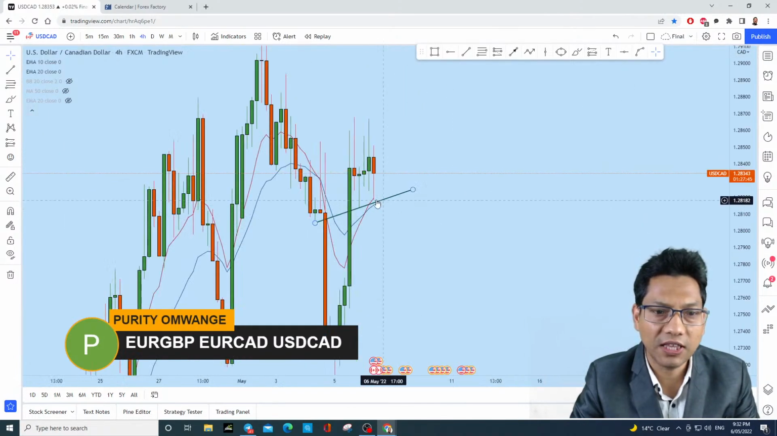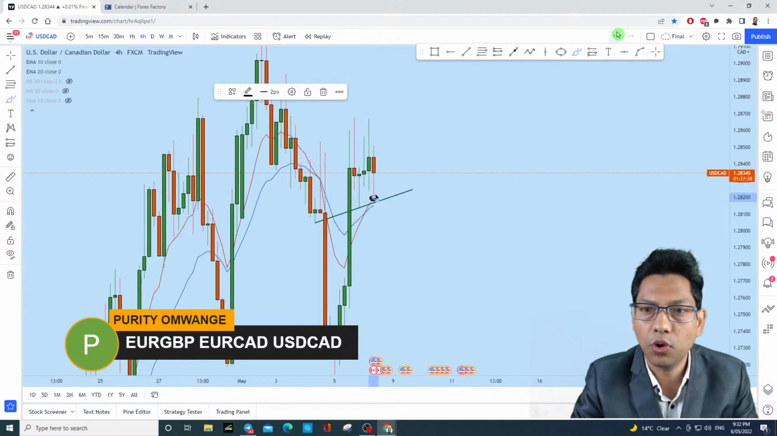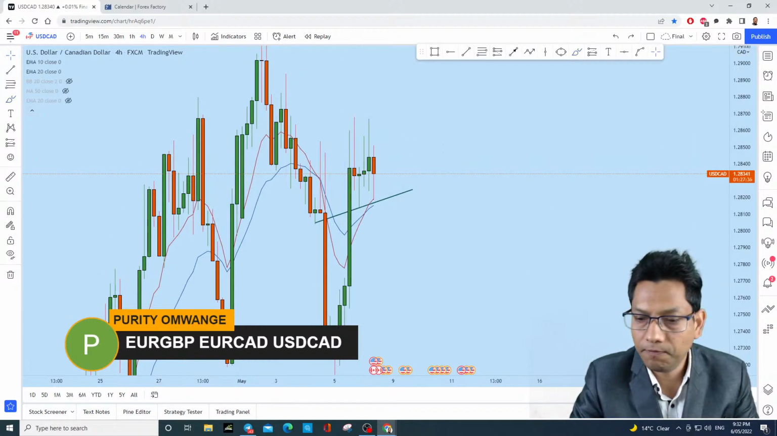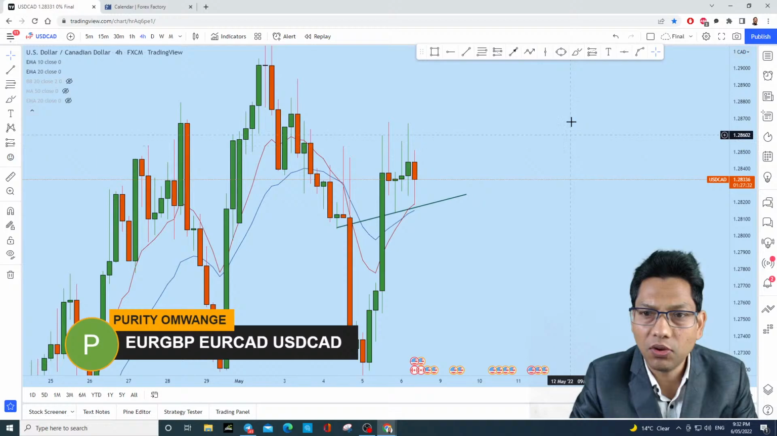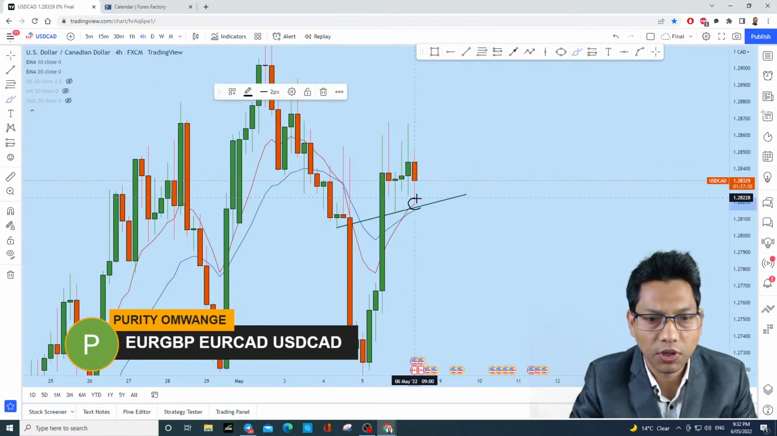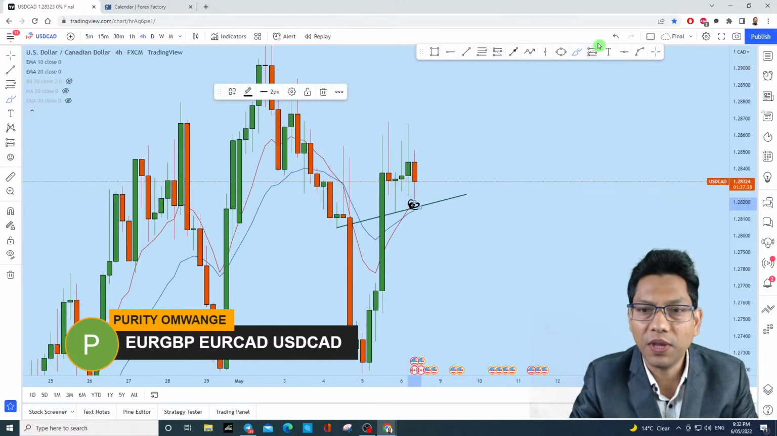As you have seen, the price came to this very important level of support here. Okay, this is a very important level of support. Now just 1 hour later there will be a news release. I could buy from here on USD CAD, to be honest, but I didn't do it because I want to see that NFP is being released.